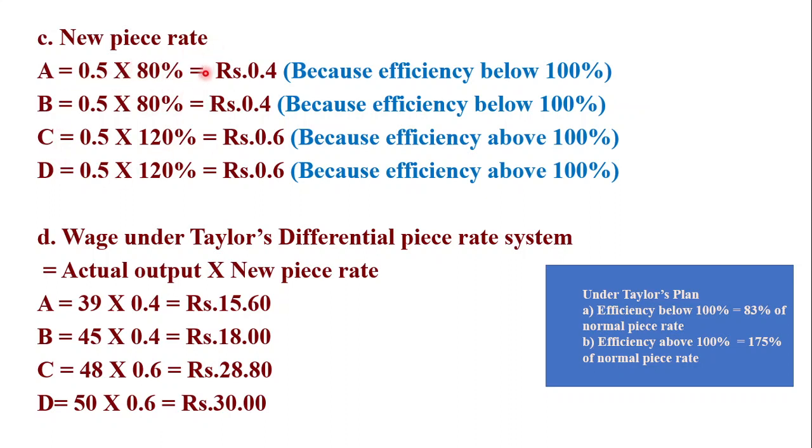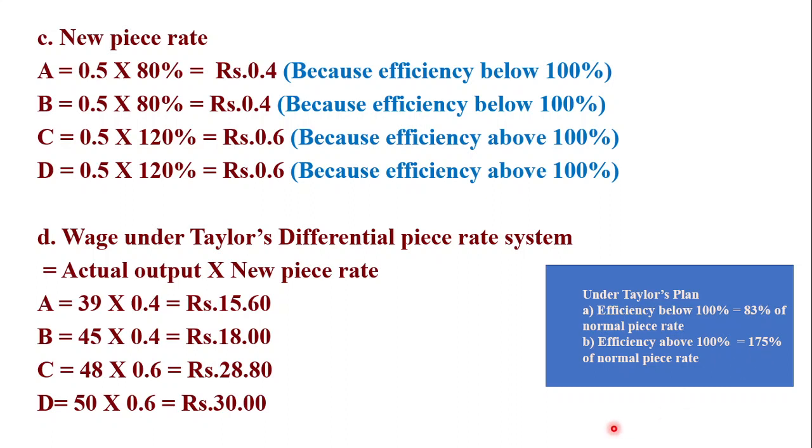See the new piece rate. There is a rule under Taylor's plan: if efficiency is below 100%, 83% of normal piece rate we should take, and if efficiency is above 100%, 175% of normal piece rate we should take.